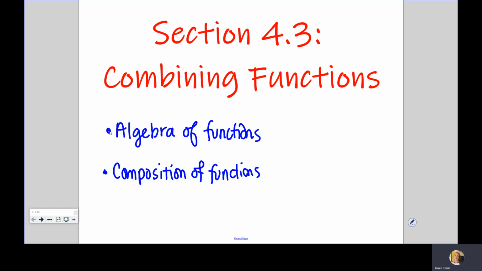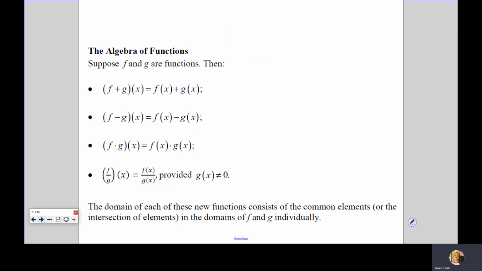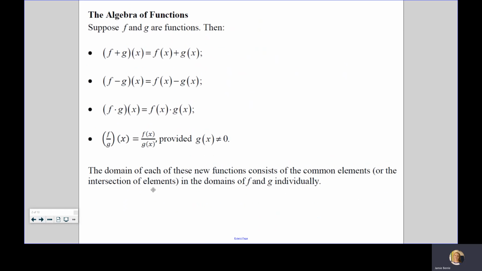The first one we'll do is algebra of functions. That's the easier one. So here are the rules for the algebra of functions. Suppose f and g are functions, then f plus g of x is equal to f of x plus g of x. Very simple, very straightforward. If it's f minus g of x, it's just f of x minus g of x. Just make sure you have them in the correct order. So if it's f minus g here, it should go f minus g on the other side. F times g of x is just f of x times g of x. And then the last one, f divided by g of x, is just f of x over g of x.